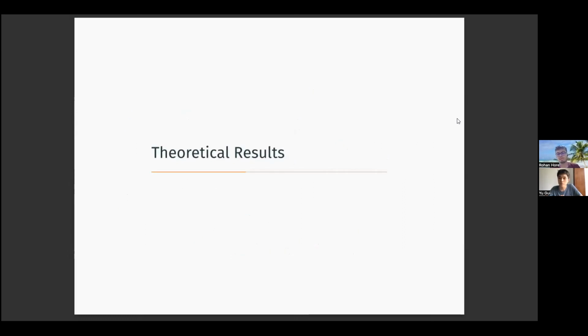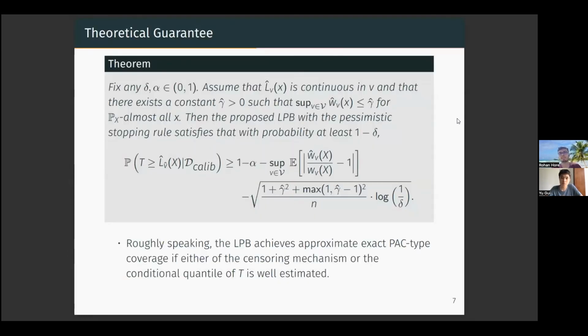Talking about the theoretical results, if we assume that the estimated weights are bounded, we can show that our proposed LPB with pessimistic stopping rule will achieve approximate PSE-type coverage. The theoretical details are provided in the slides, but roughly speaking, the LPB achieves approximate exact PSE-type coverage if either the censoring mechanism or the conditional quantile of T is well estimated.